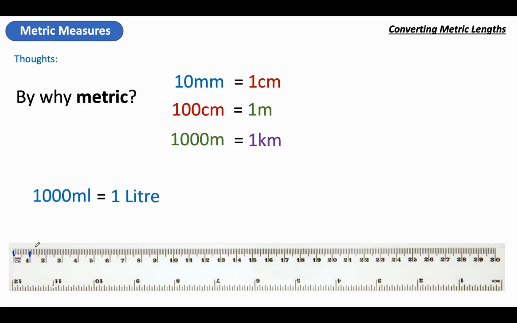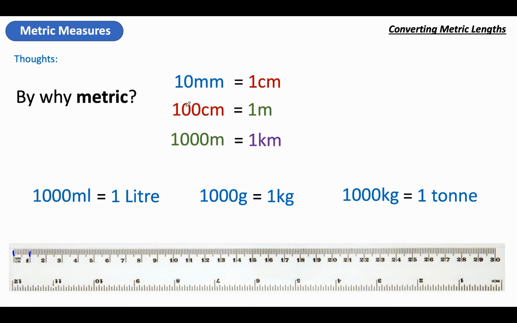1,000 milliliters equals 1 liter. 1,000 grams is 1 kilogram. 1,000 kilograms, 1 ton, 1 metric ton. Look, what have these all got in common? We're not going, 12 inches to a foot, 3 feet to a yard. It's not random numbers.